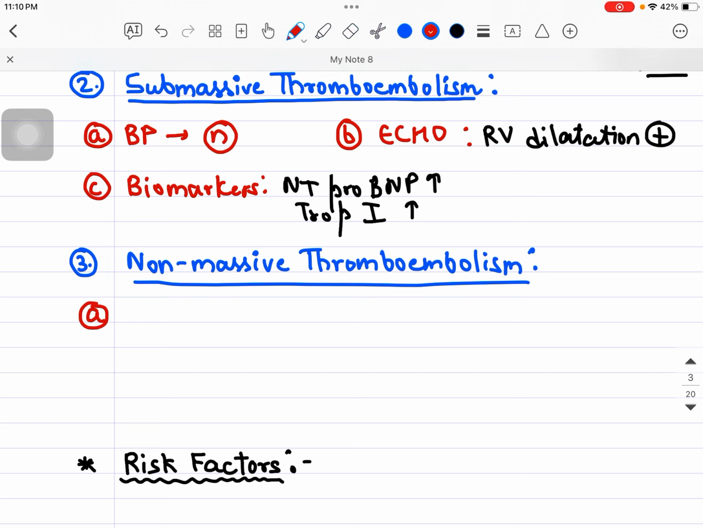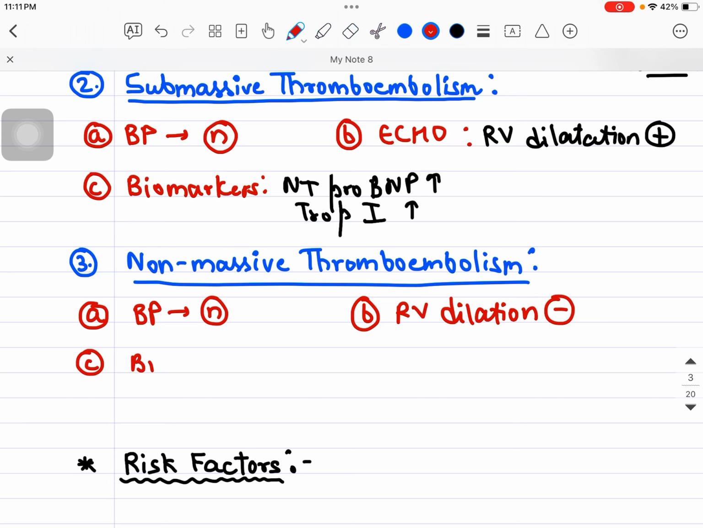In the non-massive one, we shall see that BP might be normal, which was normal in the submassive also. Second factor, we know that in the echo finding, RV dilatation may not be seen, right? RV dilatation may not be seen over here. Third factor is the biomarkers. So pro-BNP and troponin, right? Biomarkers are also not elevated, or negative over here as well.